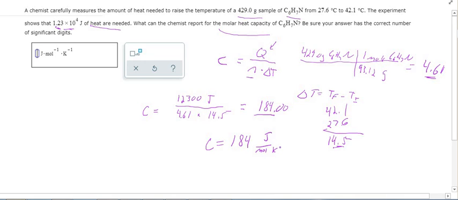They want it in degrees Kelvin. I understand that this was in degrees Celsius, but delta T, the change in temperature, for degrees Kelvin or degrees Celsius has the same unit associated with it. So in this case I am able to use degrees C, and I can report that still in units of inverse degrees Kelvin. So there is my answer to this problem for the molar heat capacity of aniline.